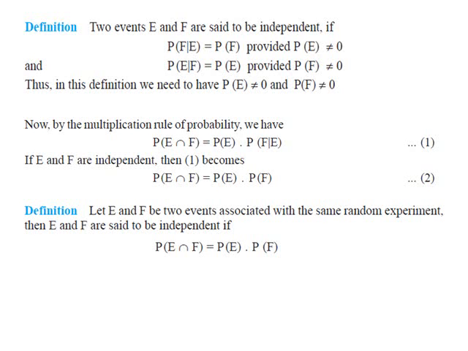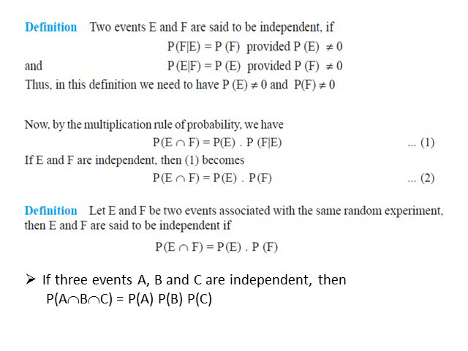So, the definition is: let E and F be two events associated with the same random experiment, then E and F are said to be independent if probability of event E intersection F equals probability of event E multiplied by probability of event F. Also, we can extend it: if three events A, B and C are independent, then probability of A intersection B intersection C equals probability of A multiplied by probability of B multiplied by probability of event C. Similarly, we can extend it for any number of independent events.